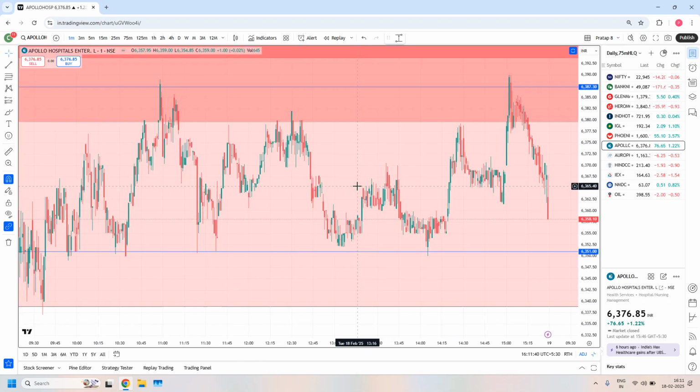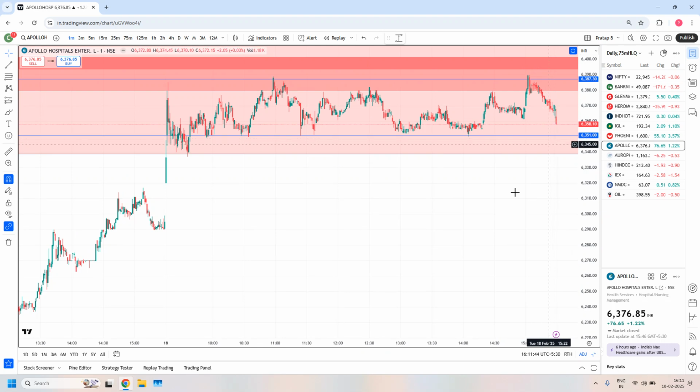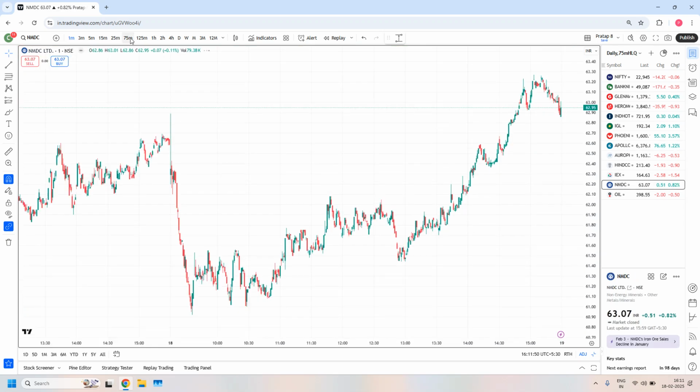And there is one more stock, where at the last minute it reached the entry and again it pushed. That is NMDC. Go to NMDC, this is a 75-minute zone.